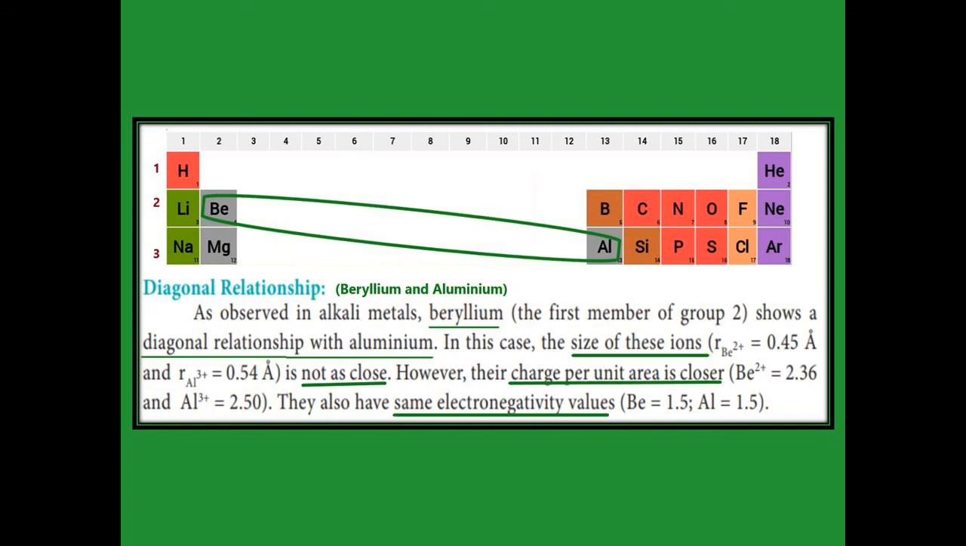Charge per unit area: see the bracket, beryllium 2 plus has 2.36, but aluminum 3 plus has 2.50. Somewhat the charge per unit area is closer, and also they have the same electronegativity value. Beryllium 1.5, and in the same way aluminum also 1.5. These two reasons are responsible for the diagonal relationship of aluminum and beryllium.